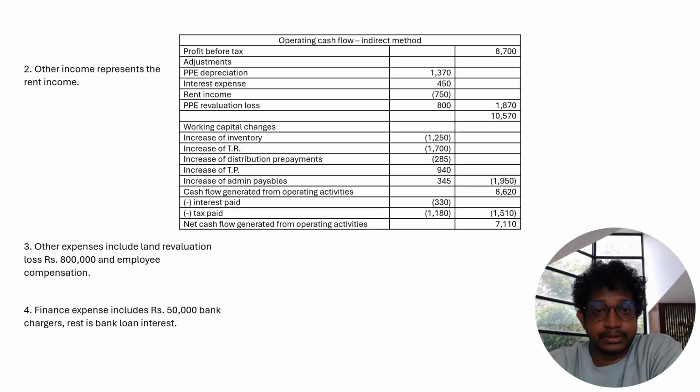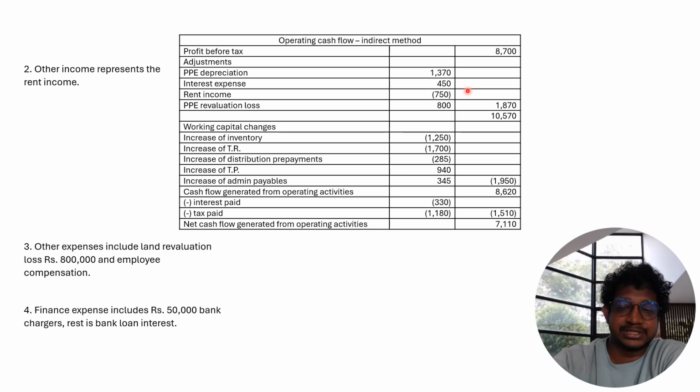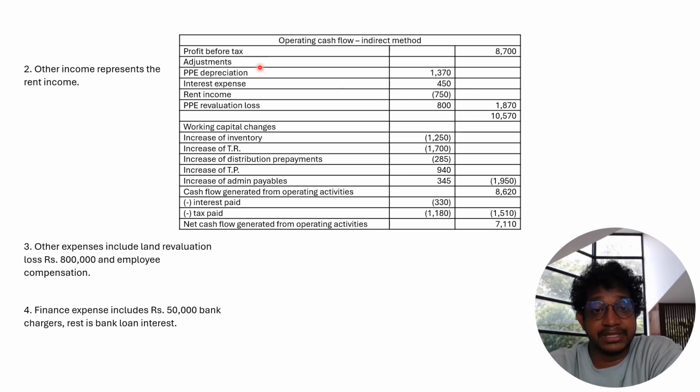And this same question you can do through the indirect method, right? So the profit before tax in the income statement is 8,700, and you have to add PPE depreciation 1,370, because PPE depreciation and also the PPE revaluation loss are both non-cash transactions, but both are expenses. Which means they are already deducted when you're finding the profit before tax. So to reverse that transaction, you have to add back PPE depreciation and PPE revaluation loss.